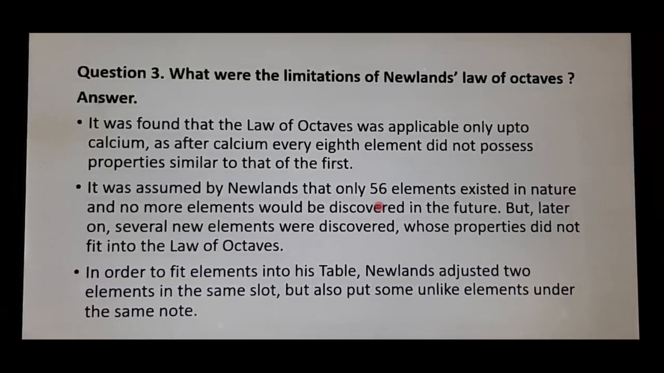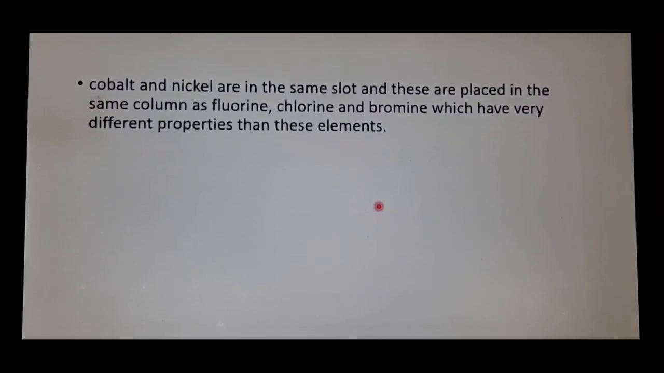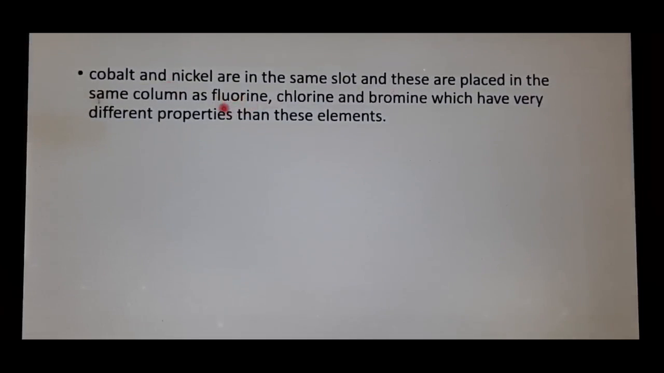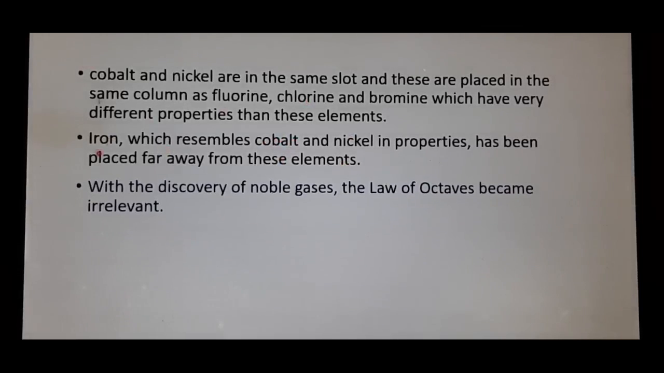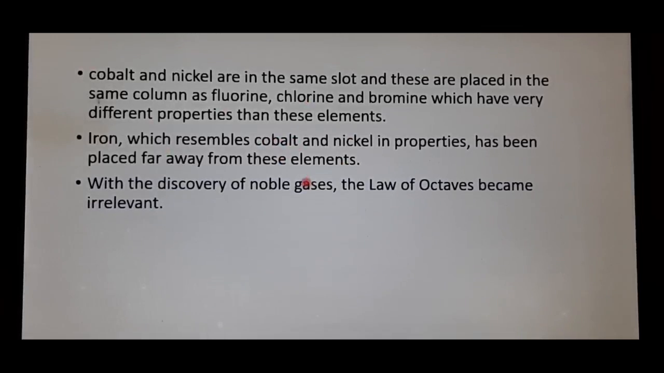Then he put 2 elements in the same slot, cobalt and nickel, and in the same slot with that of fluorine, chlorine and bromine, and their properties were not similar. Their properties were very different from each other. Then again with iron he did the same thing. It resembled the properties of cobalt and nickel, but he put iron in a different slot. And last, with the discovery of noble gases, this law became irrelevant. So this is all about Dobereiner's triads and Newlands' law of octaves.